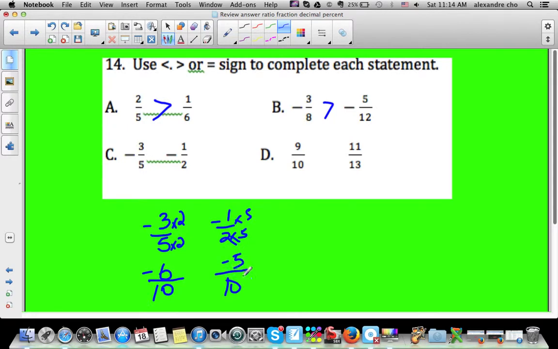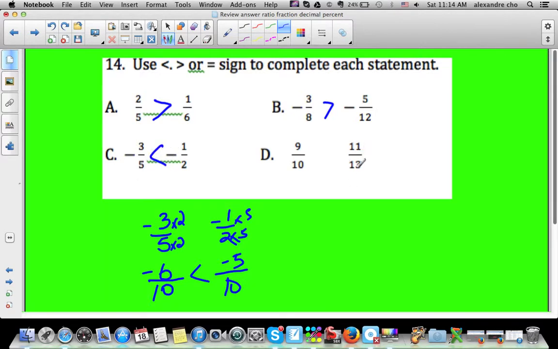So in this case, remember, with negative numbers, the bigger the number, the smaller it is. So this is actually smaller than the other number. Negative 6 over 10 is less than negative 5 over 10. I'm going to use the next problem to do it the other way.